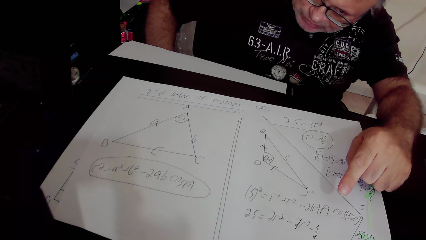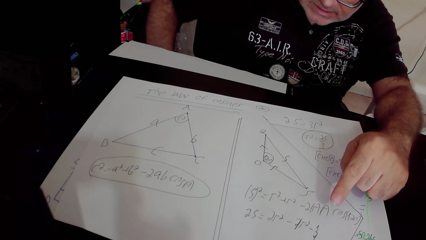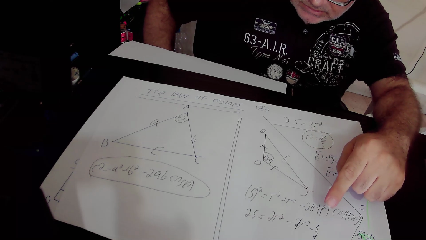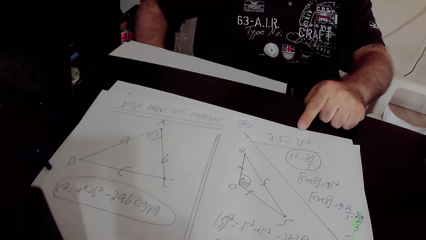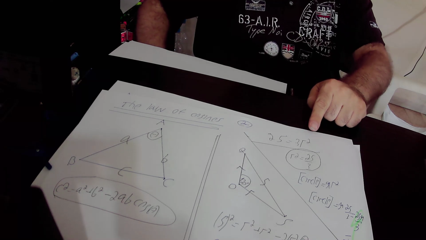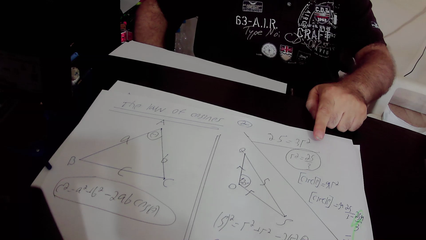so we substitute cosine 120 degrees by minus 1/2. We have 2 in the numerator and 2 in the denominator, so the 2 will get cancelled. Minus times minus is plus. So in conclusion, we found out that 25 equals 2R squared plus R squared, which is 3R squared. We divided this equation by 3 and found out that R squared equals 25 over 3.